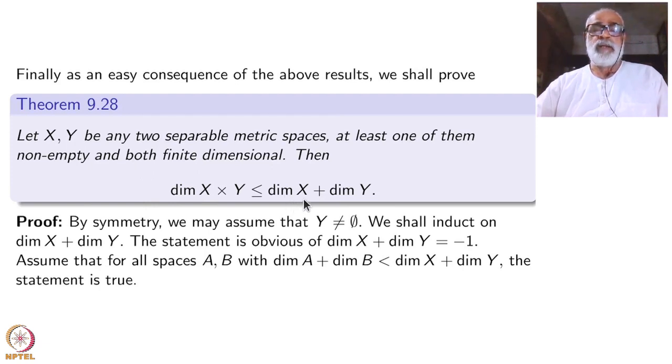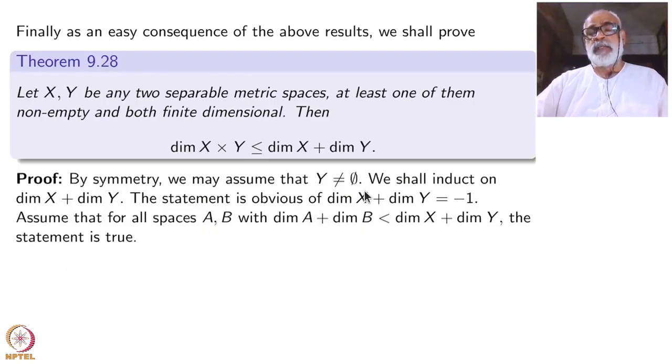So I have got 0 and minus 1, and minus 1, that is fine. This is empty already. If one of them is empty, it is already taken care of, so we can assume that both of them are non-empty. By symmetry, we may assume that Y is non-empty. We shall induct on the dimension of X plus the dimension of Y as usual. The statement is obvious if the dimension of X plus the dimension of Y is minus 1. This plus this being minus 1 means this must be 0 and this must be minus 1, since dimension cannot be less than minus 1. Since we are assuming Y is non-empty, this must be 0 and X must be empty.